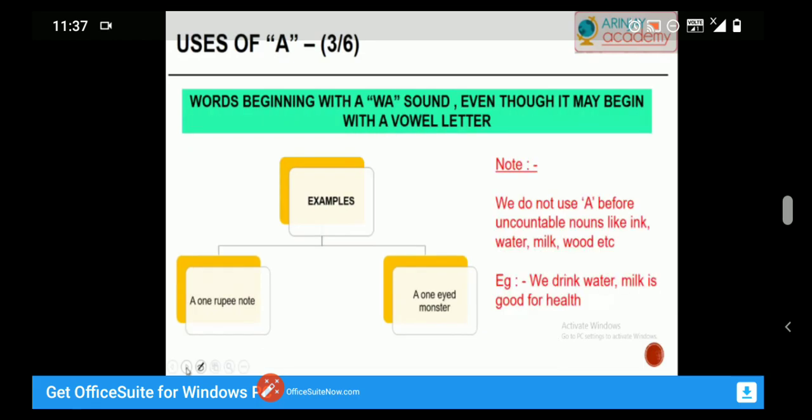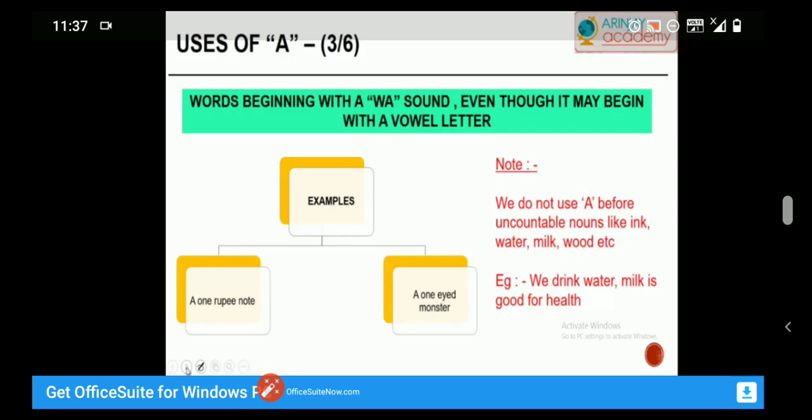Next, third use, we use the article a before the words beginning with a wa sound, even though it may begin with a vowel letter. For example, a 1 rupee note, a one-eyed monster.